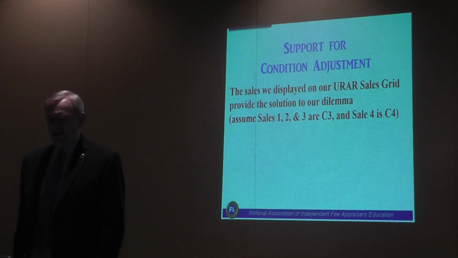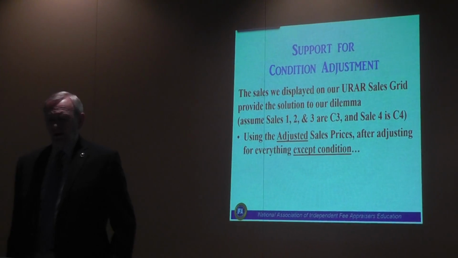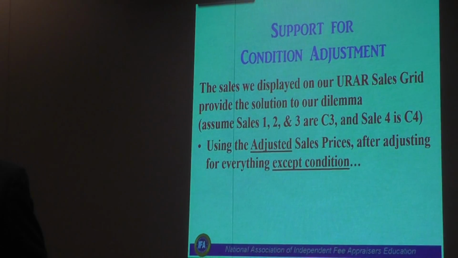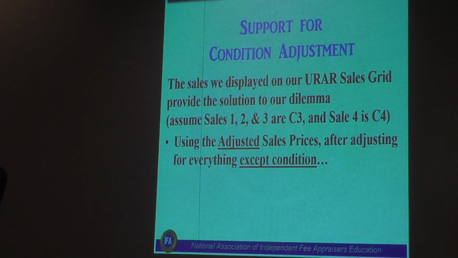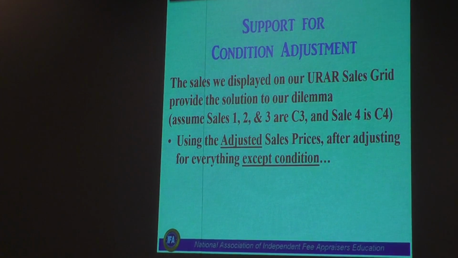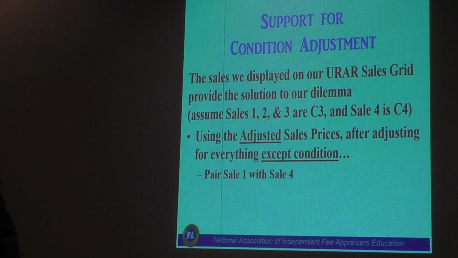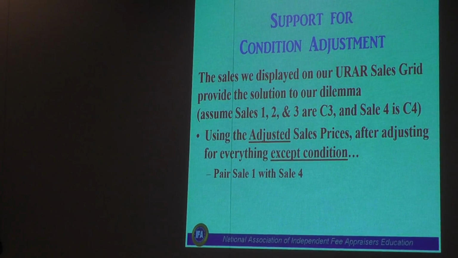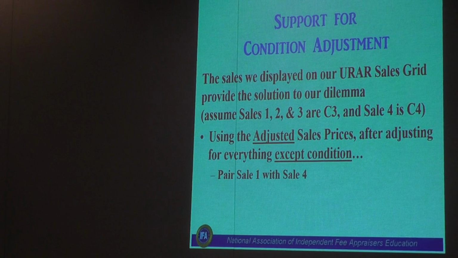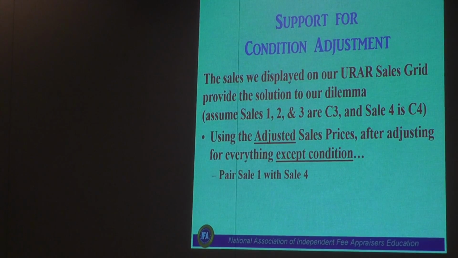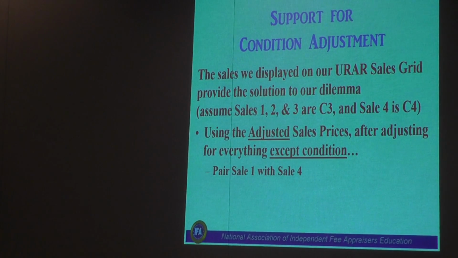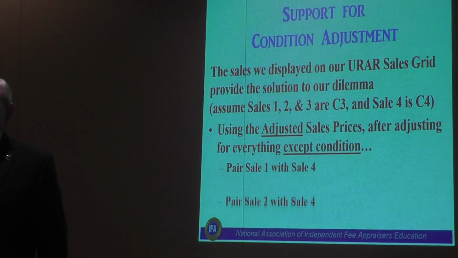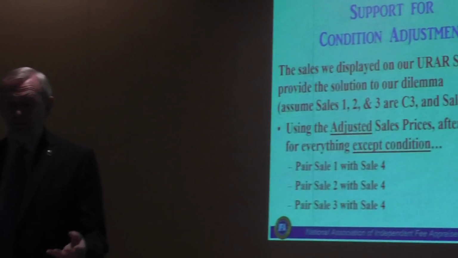So we're going to assume in this situation that 1, 2, and 3 are C3s and 4 is a C4. So we can use the adjusted sales price. After we adjust the sales price for everything but that one thing, condition, we're not going to adjust for condition, we're going to leave that out of there. Then the adjusted sales prices ought to be indicative of what the value should be between the ones that have C3 and the one that has C4. So it's going to give us 3 paired sales, isn't it? Sale number 4 we can pair with each of the other 3 sales, so we've got 3 paired sales.